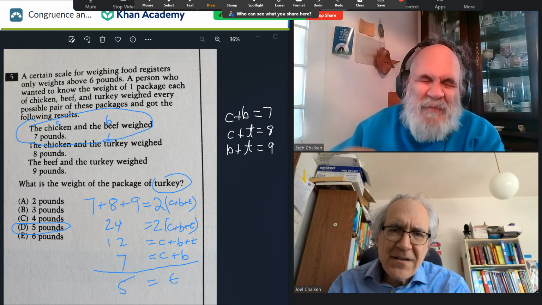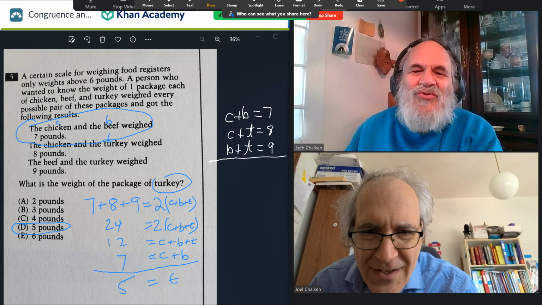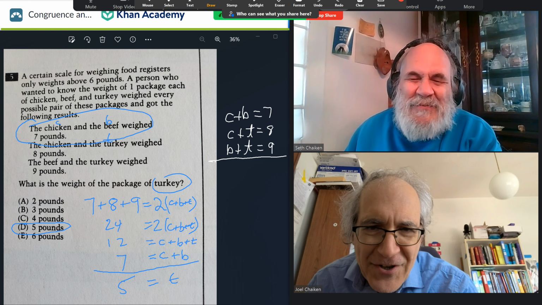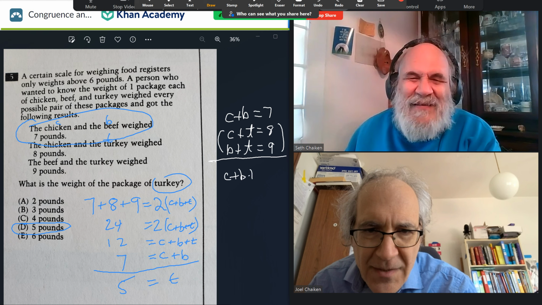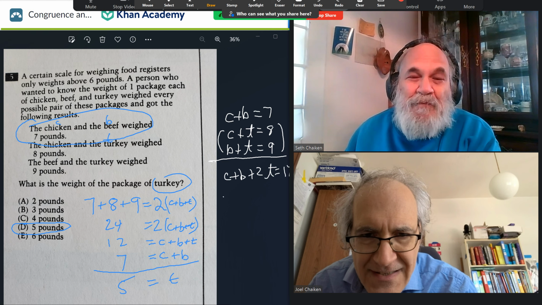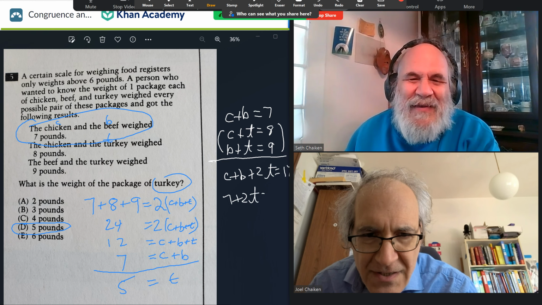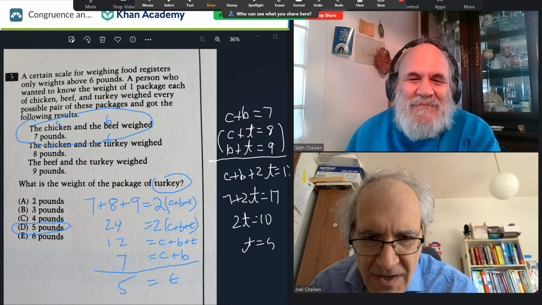Great. Now, let's actually do that. But look, you could see a pattern if you're a little smart. You could just add these together. C plus B plus 2T is equal to 17. C plus B is 7. 7 plus 2T is equal to 17. 2T is equal to 10. T is equal to 5.